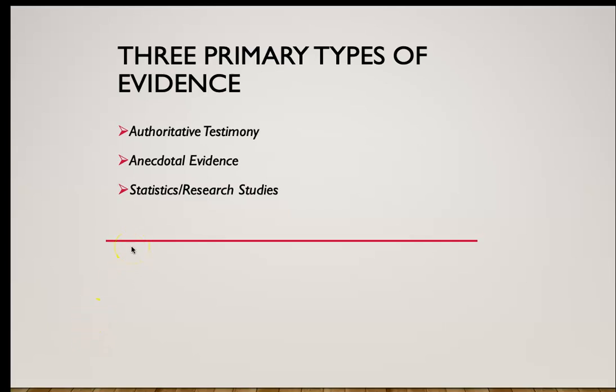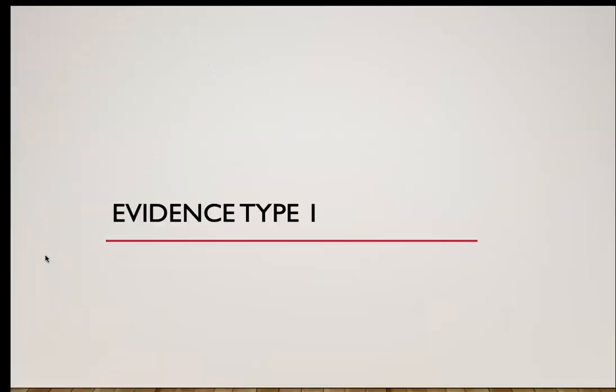So this is one of 3 short videos that are about the different types of evidence and how to make them look good on the page. So the 3 are authoritative testimony, anecdotal evidence, and statistical research studies. This has come up a couple of times already in the past couple of weeks on the Canvas site, but we're going to get into what each one of these are as well. Okay, so we're just going to do this evidence type in this video.